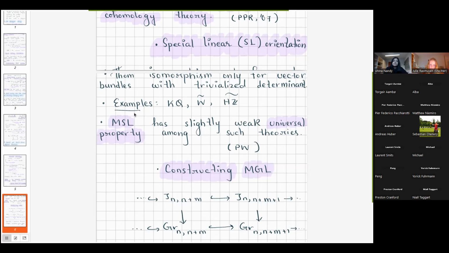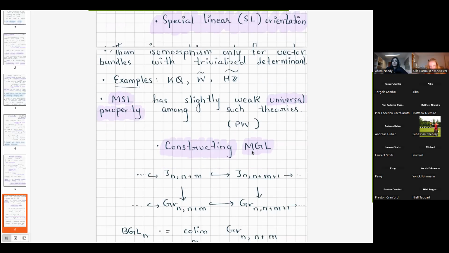And among such theories with special linear orientation, we have a universal one, sort of universal one. Let's not go into the detail. So this is the special linear algebraic cobordism, or MSL. Panin and Walter constructed this theory to make sure that it has the correct universal property we want.